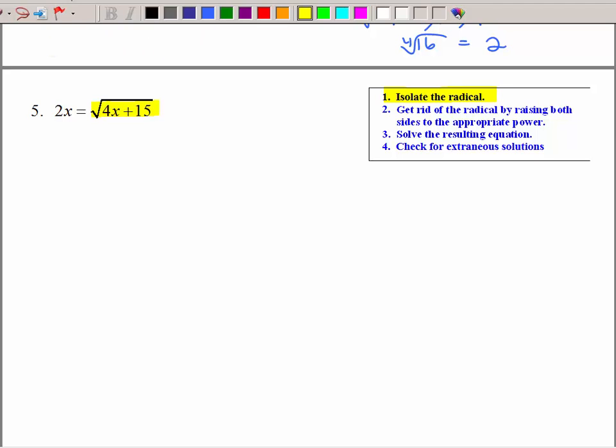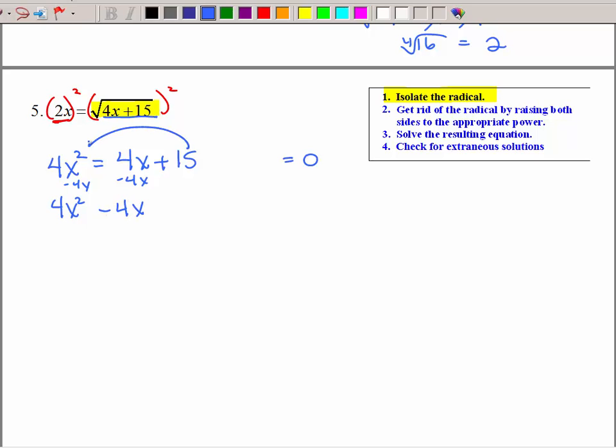And now we need to get rid of that radical. It's a square root, so we need to square both sides. And what makes this a little bit different is that 2x. But what's 2x times 2x? 4x squared. And when I square this, the square root goes away. And again, we have that quadratic, so I need to set it equal to 0. And this time, I'm going to move the 4x to the other side, make it negative 4x. I'm going to move the 15, and that's going to come negative.